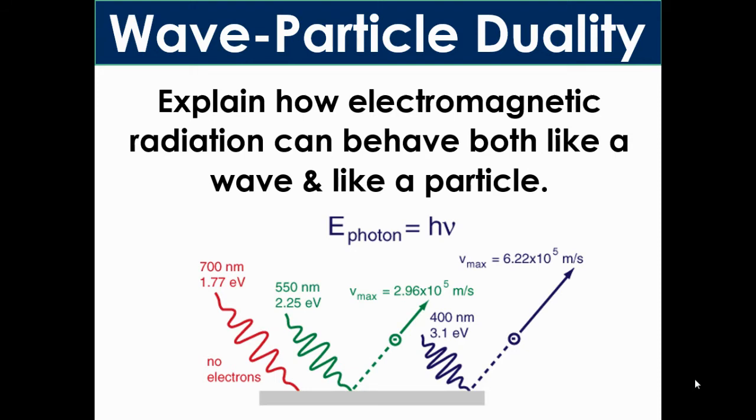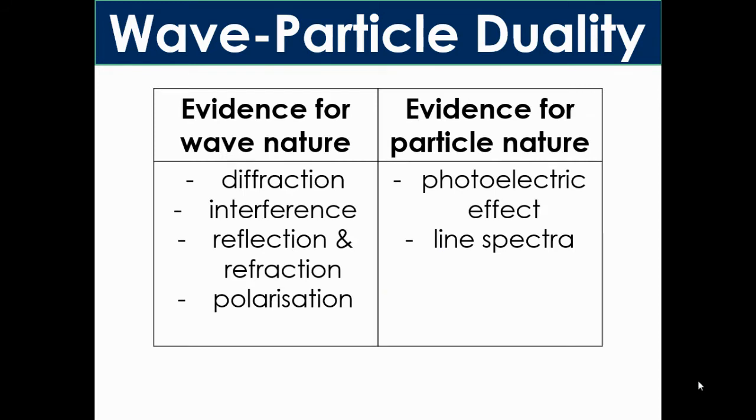So what are the bits of evidence? Well, we have these bits of evidence for it being a wave. All waves diffract, all waves interfere, all waves reflect and refract. I mean, they may produce 2 separate points. And all waves are polarizable as well. So not all waves. Transverse waves can be polarized. Longitudinal waves can't be polarized. But if it is polarized, it must be a wave, because particles wouldn't be polarized.